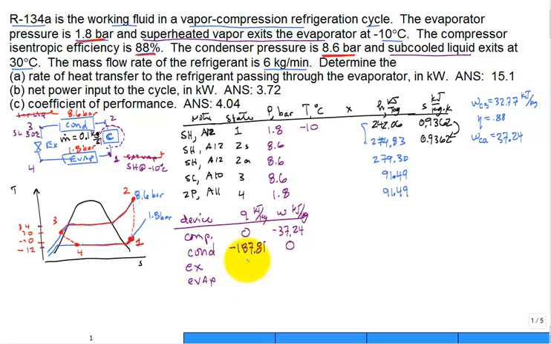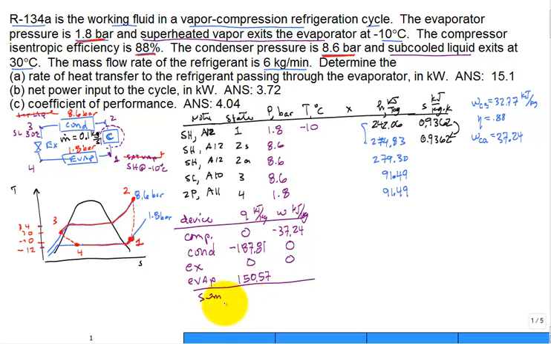Now the expansion valve is a little trivial. I could have left it off, but there's no heat, no work. But there it is, the expansion valve. And then the evaporator is the heat added. And so you're picking up heat. You're going from state 4 to state 1. So it's H1 minus H4. You pick up 150.57.